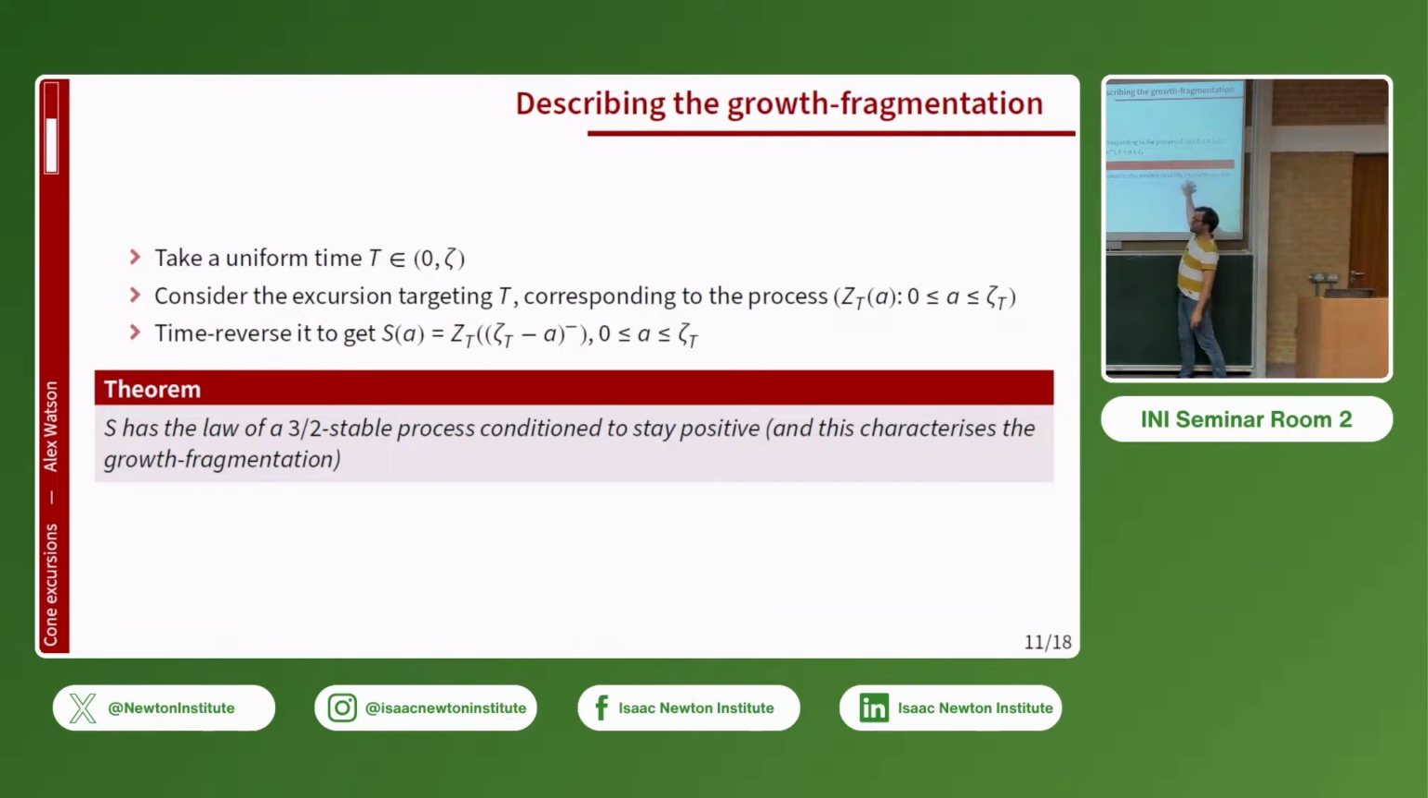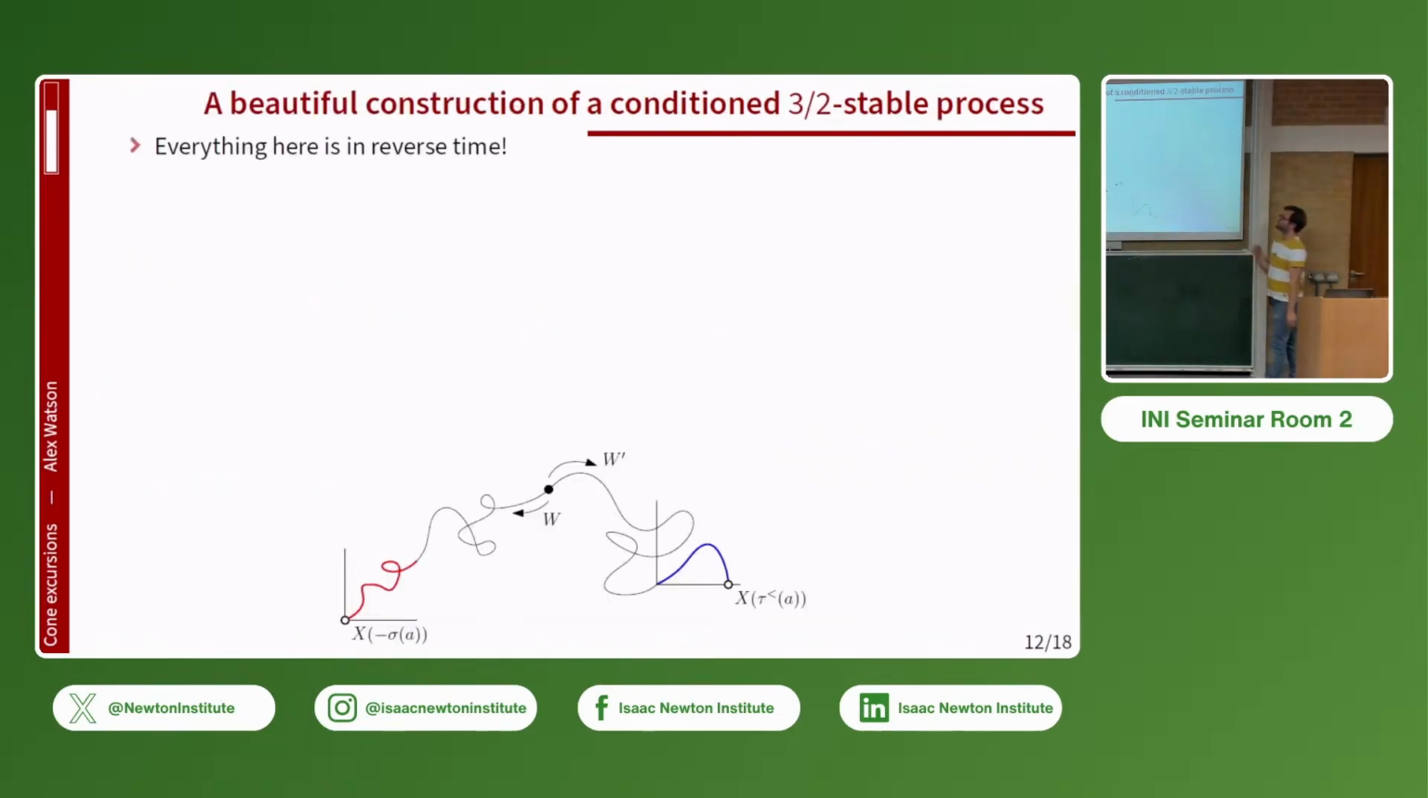So I'm going to set that aside, and I'm just going to look at this 3/2 stable process conditioned to stay positive, which arises here. And this is a really nice part of the work, I think, and I would have been quite happy with this on its own. It kind of leapt out at us, and it's something we found by chance in some way. So, a beautiful construction of the 3/2 stable process conditioned to stay positive.